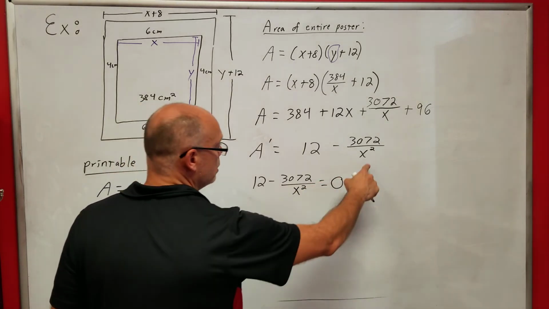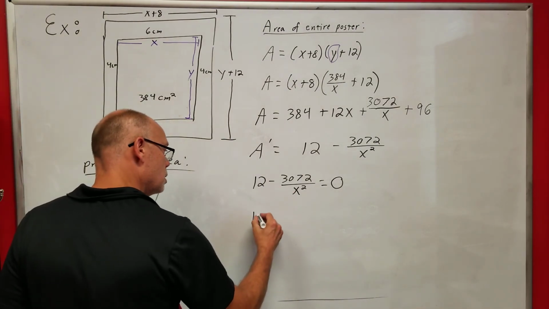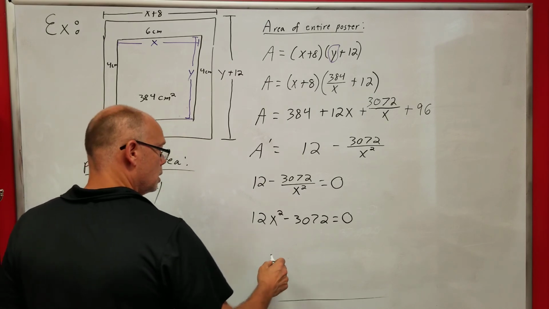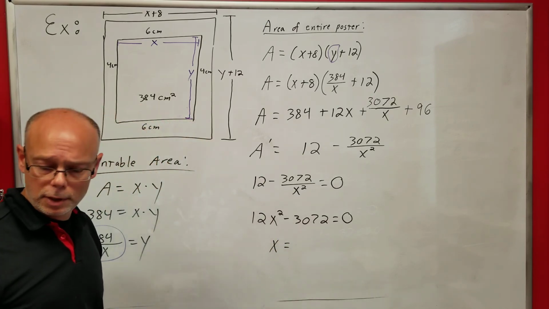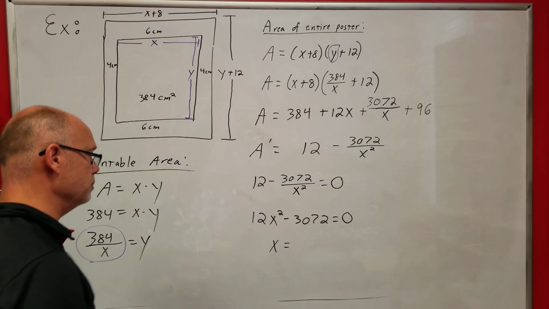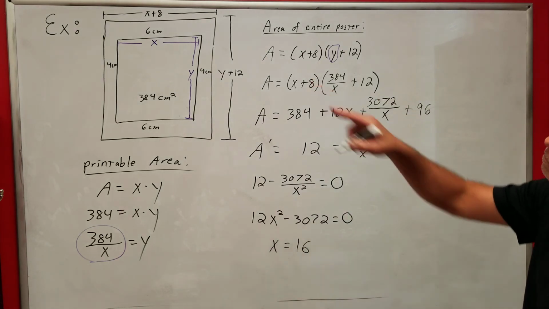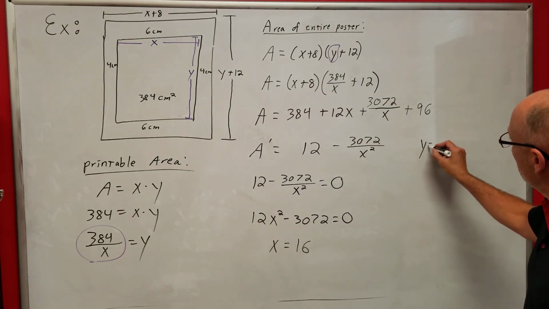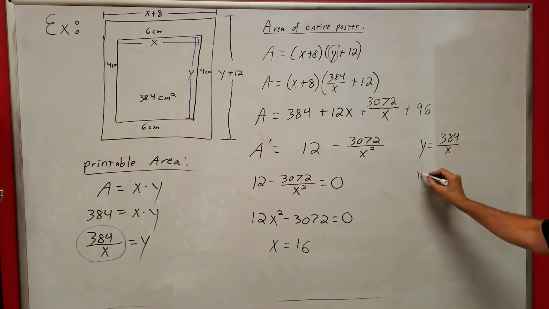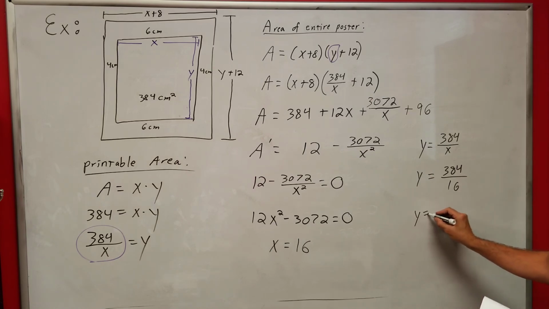And find out where it's undefined. Well, it's going to be undefined when x is 0. And again, that doesn't make sense, right? So let's solve this. 12x squared minus 3072 is equal to 0. I'm just going to skip to it, okay? If you go ahead and solve this, I don't think anybody needs help solving that. What do you end up getting? You actually end up getting 16. So x is 16. And what would y be? Y is 384 over x. So y is equal to 384 over 16, right? And what does that give me? If I calculate it, I get what?